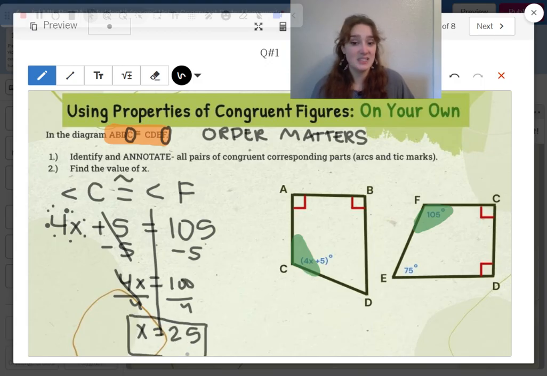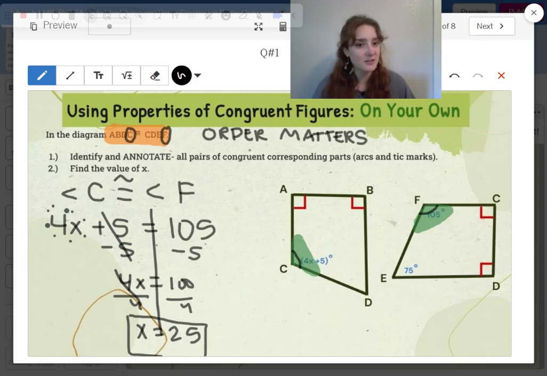We've found what x equals. There wasn't anything else to do. For annotations for an arc, that would be a good annotation to show that they're congruent, or highlighting is fine too. It's saying the same thing. So that's how we do this first one.